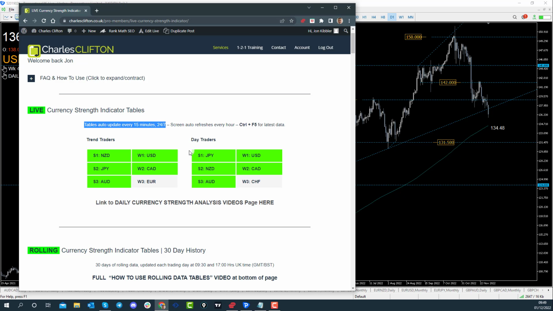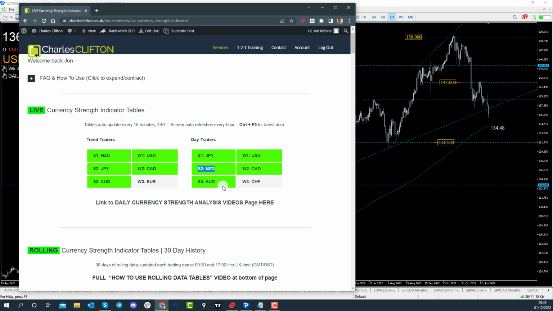So, what are the live currency strength indicator tables showing us today? Well, it shows us from a trend trader's point of view that the New Zealand dollar remains top at S1, followed by the Japanese yen at S2, followed by the Australian dollar at S3. On the weak side of things, we've got the US dollar W1, Canadian dollar at W2, followed by the euro at W3.